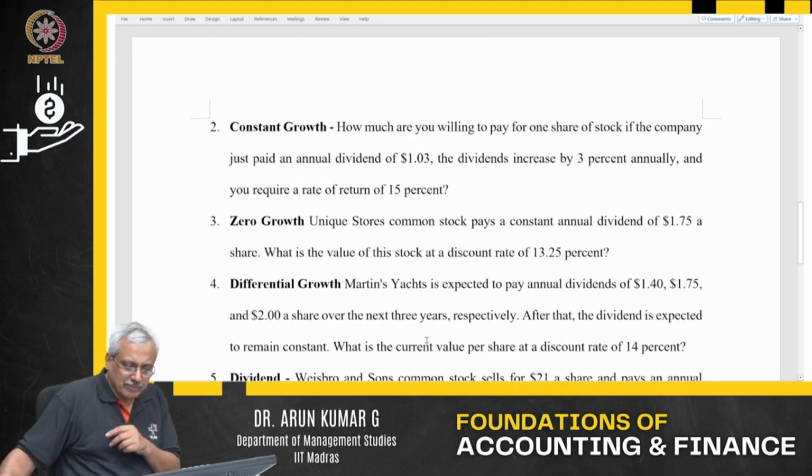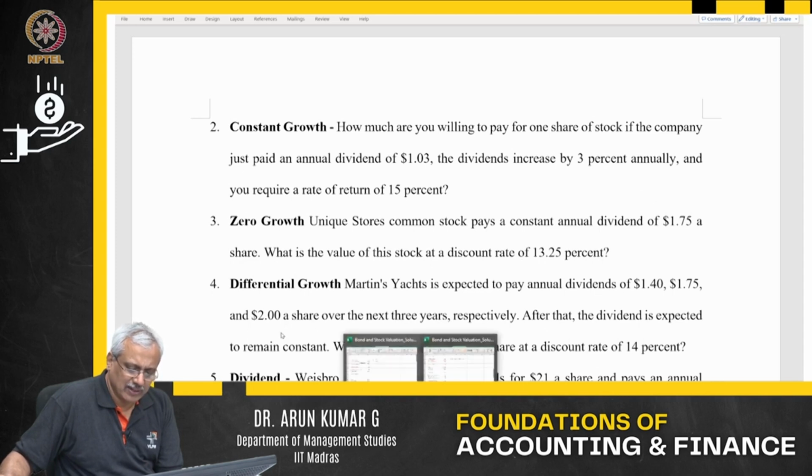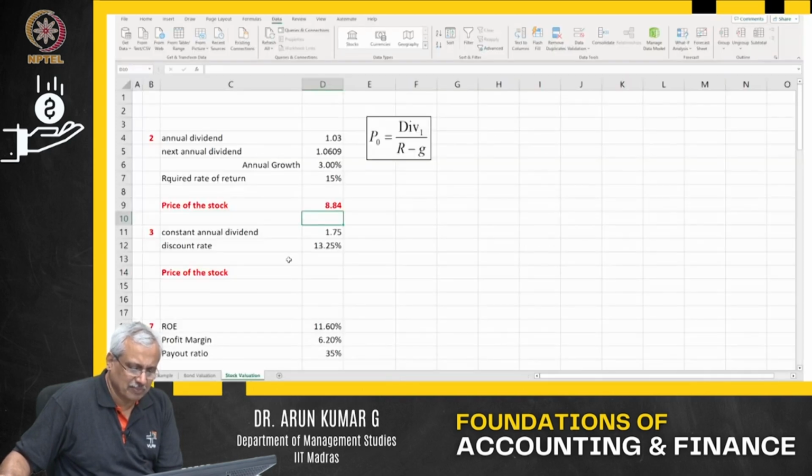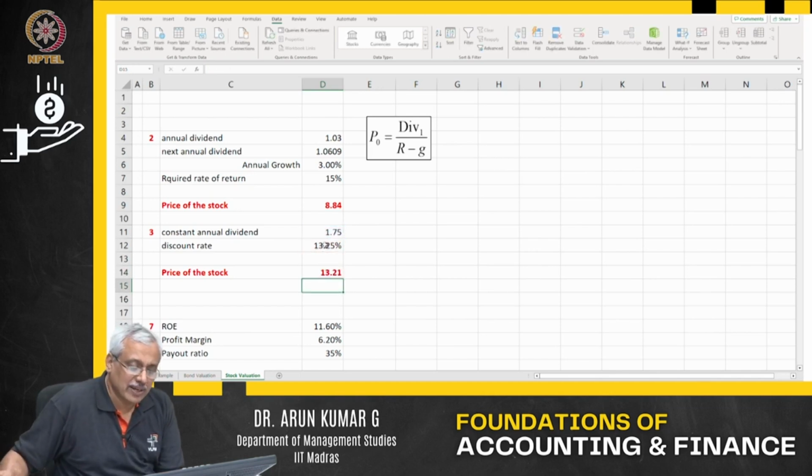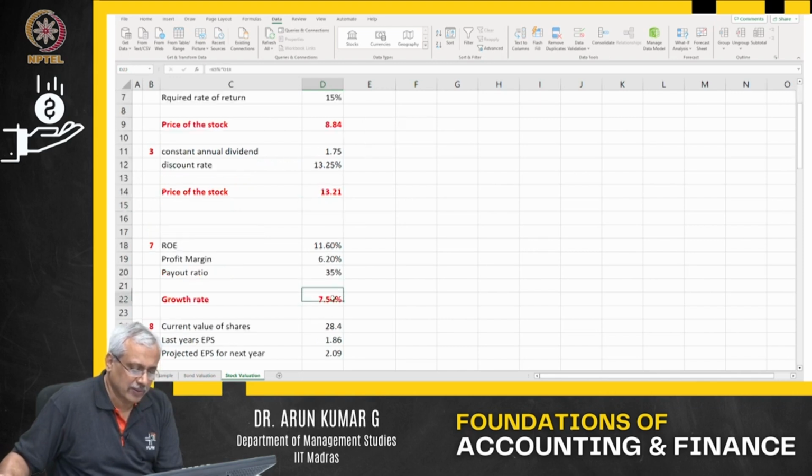Go to the next problem. Unique Stores common stock pays a constant annual dividend of 1.75 a share. What is the value of the stock if the discount rate is 13.25? Very extremely simple and straightforward. This is the dividend divided by the discount rate, and that's all we have. Your stock is about 13.21 in this particular case.